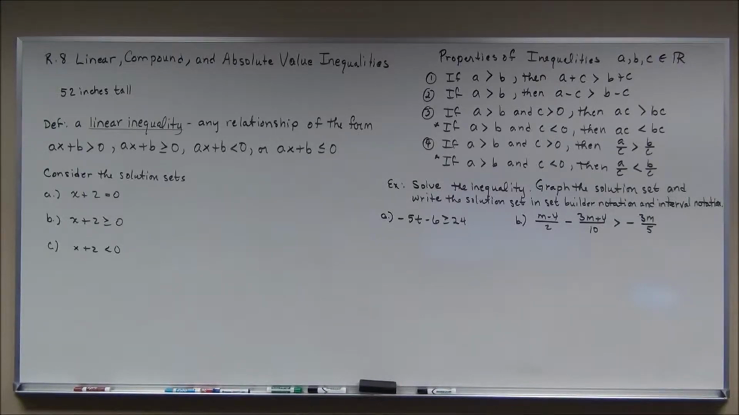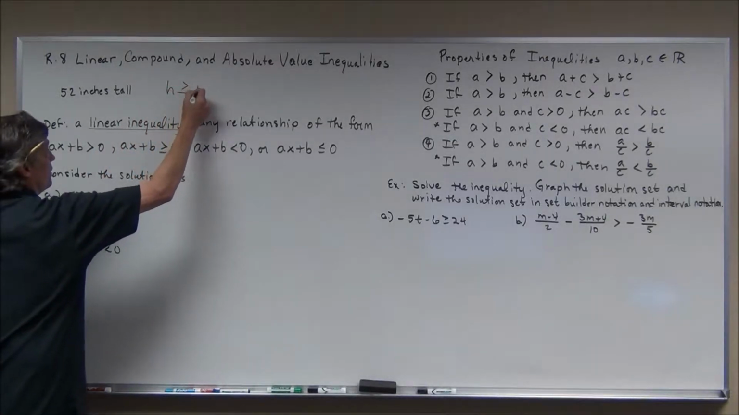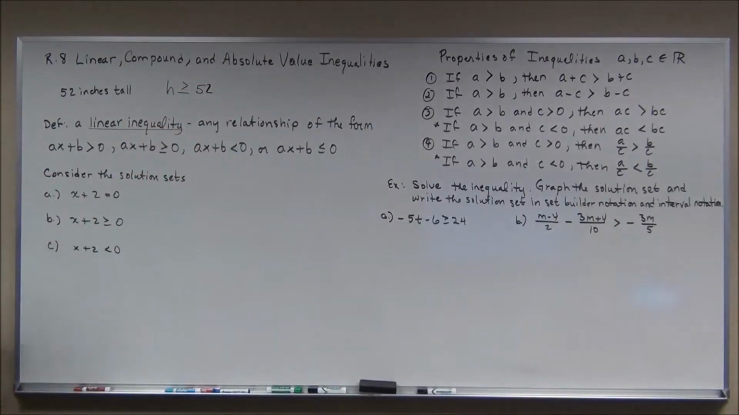I wrote down 52 inches tall right here because I remember taking my grandson to the carnival. And some of the rides that he wanted to ride on, you had to be at least 52 inches tall. And for a while he couldn't ride on them because he was under 52 inches, but eventually his height became greater than or equal to 52 inches. An example of an inequality.